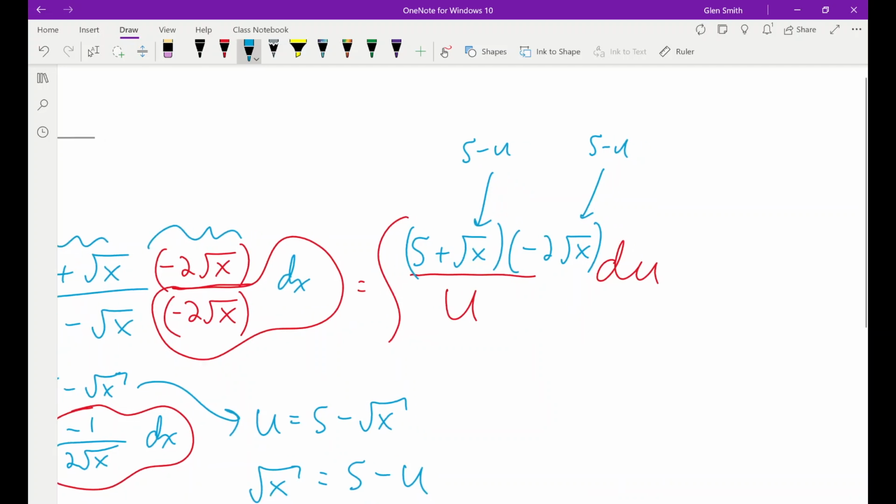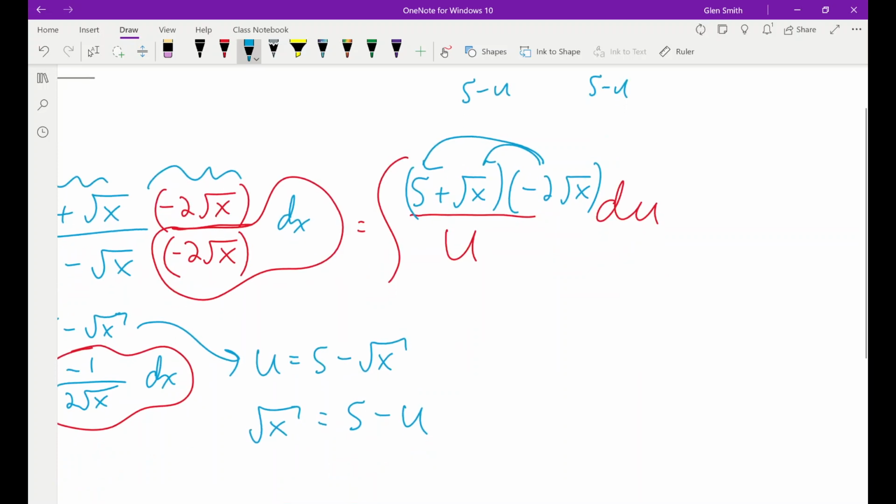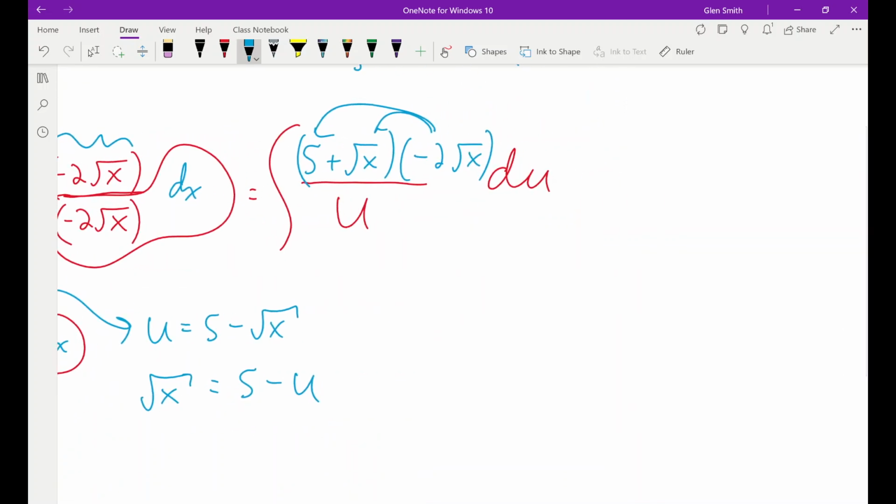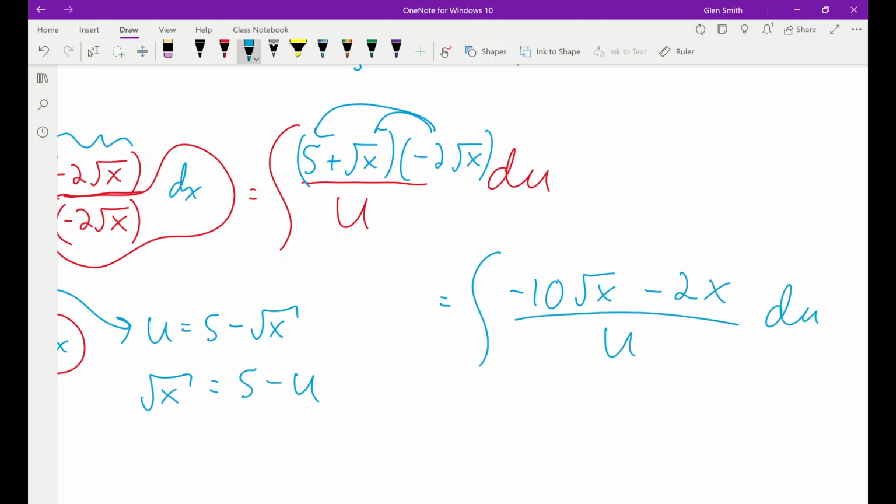Okay. And in hindsight, it actually looks like it's going to be a little bit easier if I distribute this first rather than do that, because I don't want to have 5 minus u's floating around there. So I'm going to distribute this here and distribute this here first. We're still going to do the same substitution. I'm just going to make it look a little bit nicer. So this is really negative 10 root x minus 2x all over u, if you distribute that negative 2 root x into there, right? Because negative 10 root x minus 2 root x makes an x.